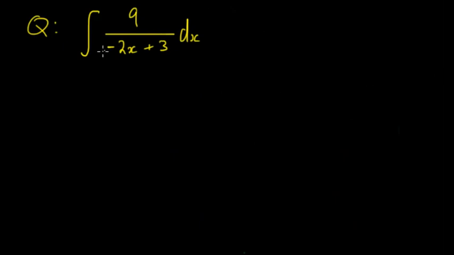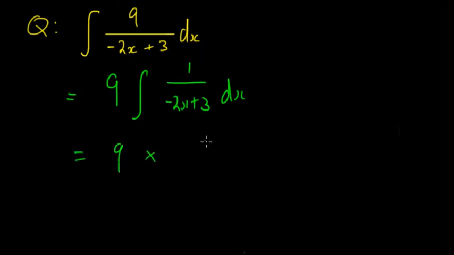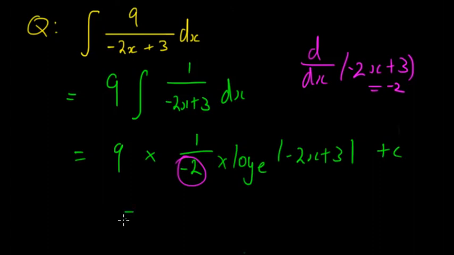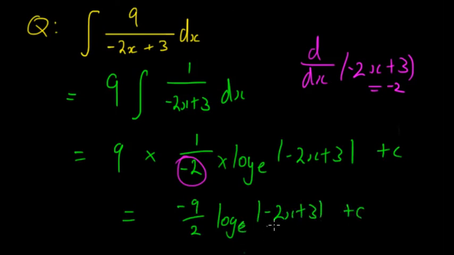So doing a question, we have 9 over negative 2x plus 3. First thing you can do is remember the properties of integrals that we did at the start of the video. So this is equal to 9 times the integral of 1 over negative 2x plus 3 dx. So we can take the constant out. This is equal to 9 times 1 over negative 2. The negative 2 comes from d dx of negative 2x plus 3, which is equal to negative 2. Times that by log e modulus negative 2x plus 3 plus c. So final answer is negative 9 over 2 log e modulus negative 2x plus 3 plus c. And then if there was a restriction on x, we wouldn't need the modulus.